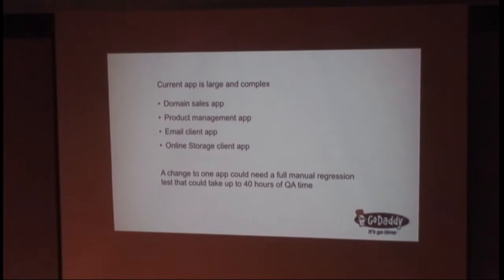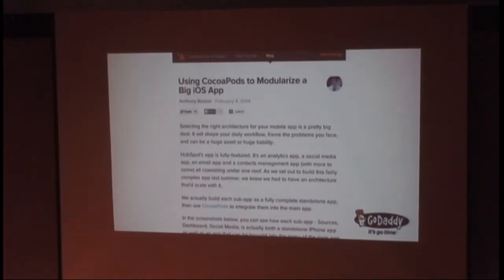So for the past 5 years, I've been working on the GoDaddy mobile application. While it has a lot of features, including a domain search app, a product management app, an email client, and a client for our online storage product, the features are very tightly coupled. A change to one could cause a full regression test that would need up to 40 hours worth of time for testing. So when my group was tasked with creating a new mobile application, I wanted to avoid these issues.